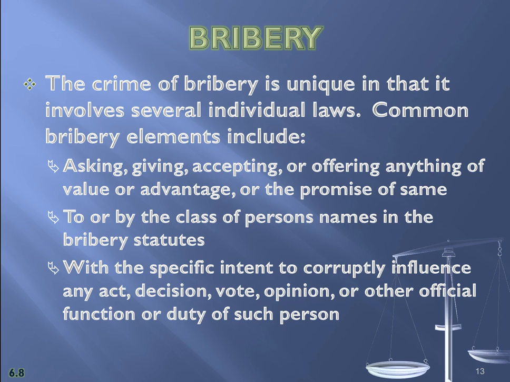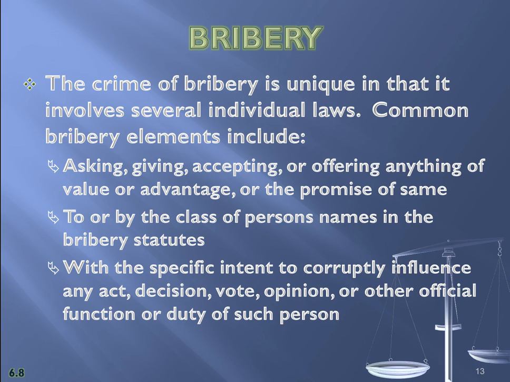So the crime of bribery is unique in that it involves several individual laws. Common bribery includes elements like asking, giving, accepting, or offering anything of value or advantage or promise of the same, to or by the class of persons named in the bribery statutes, and there are a bunch of them in there, with the specific intent, and here we go with the intent thing. But remember, we talked about this before, some codes tell you the intent, which makes it kind of cool, with a specific intent to corruptly influence any act, decision, vote, opinion, or other official function or duty of such person.